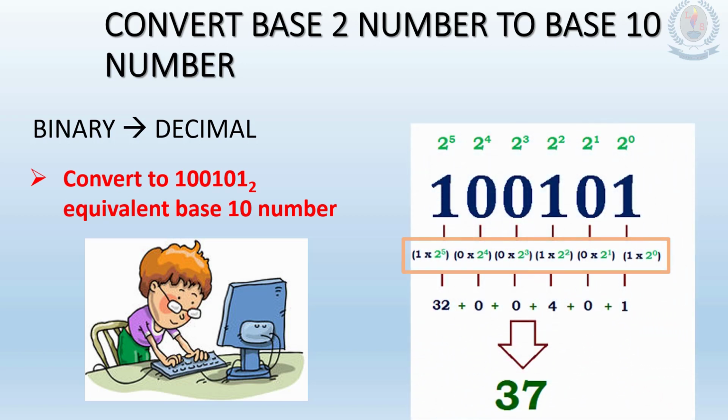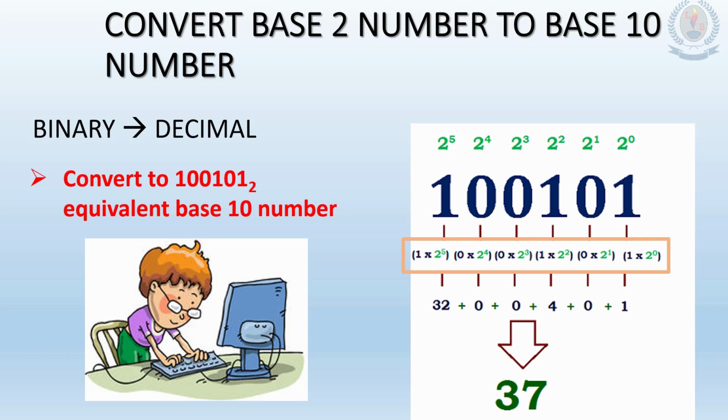See, 100101. So you give the positional value from your right hand side. So 2 to the power 0 into 1, that is 1. 2 to the power 1 into 0, that is 0. So like that you go up to 2 to the power 5.